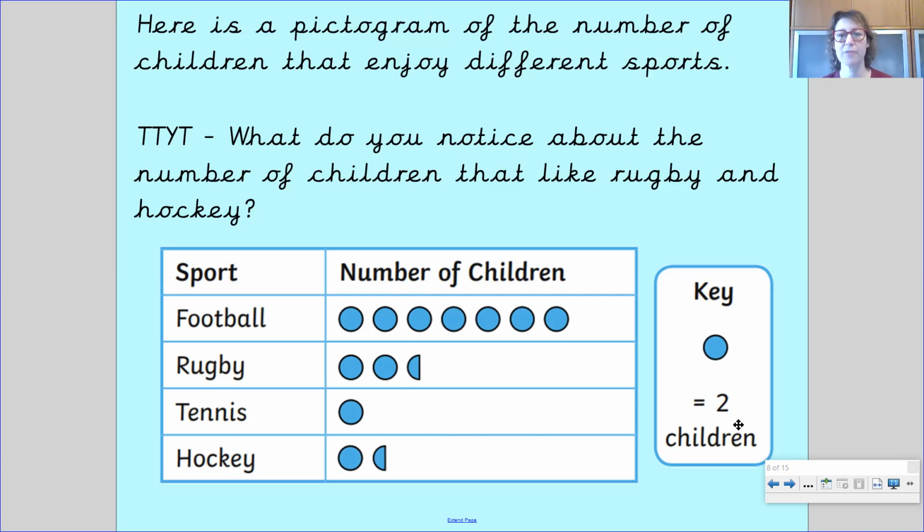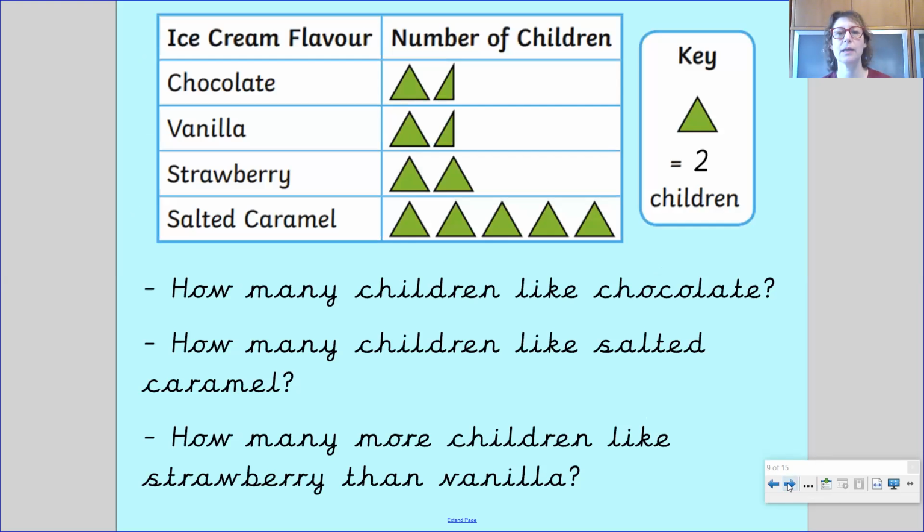So be super careful with that one. Turn the page. Okay, and again here you can see our key is that the triangle is 2 children, but if you look here you'll see we've only got half a triangle. So how many children like chocolate? This is ice cream flavours and the number of children. We've got one whole one, so we know that's 2, and then we've got a half triangle, so we know that's only 1, so we've got 2, 3.